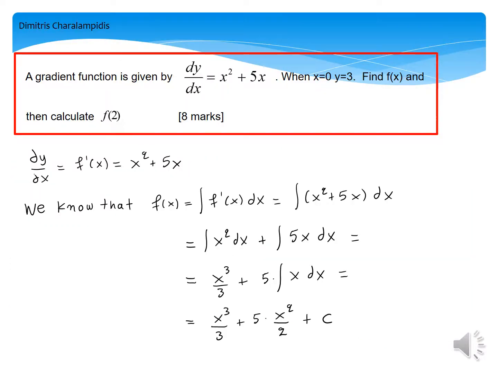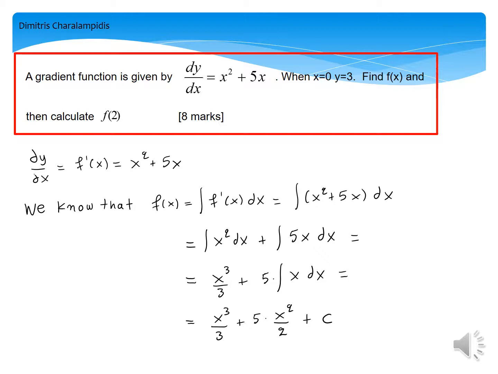So here it is. A gradient function is given by dy over dx equals x squared plus 5x. When x equals 0, y equals 3. Find f of x and then calculate f of 2.